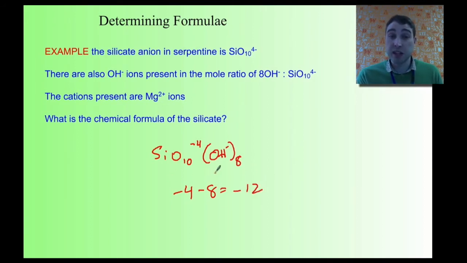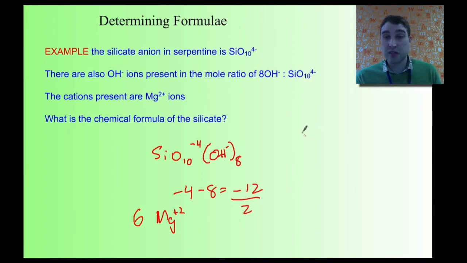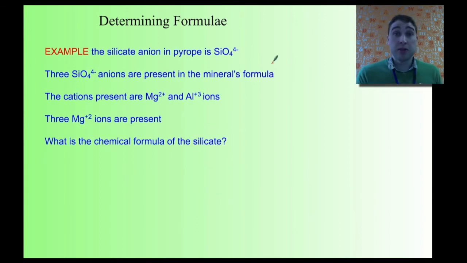Now that needs to be completely balanced by the cations out the front in this case. Each magnesium ion is +2. So we need to divide -12 there by 2, and that gives us 6. So we're going to need to have 6 magnesiums out the front. So our overall formula of the silicate in this case is going to be Mg6 SiO10 OH8.